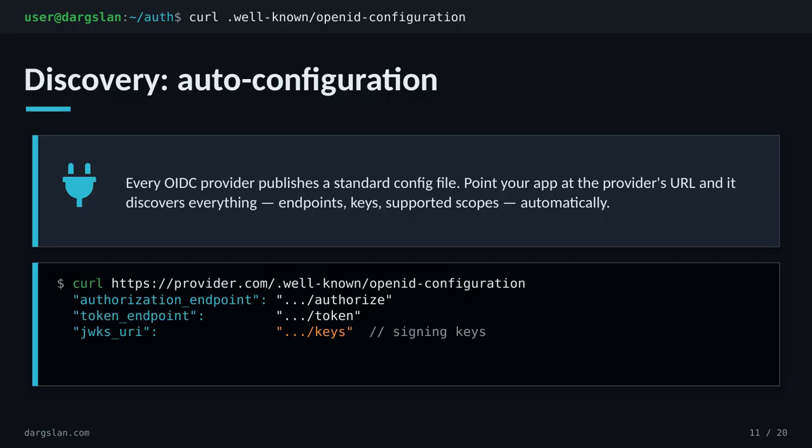Every OIDC provider publishes a standard discovery document at a well-known path, and a single curl to that URL hands you everything. The authorization endpoint, the token endpoint, the JWKS URI for signing keys, even the list of supported scopes. Point your library at the provider, and it wires itself up automatically.